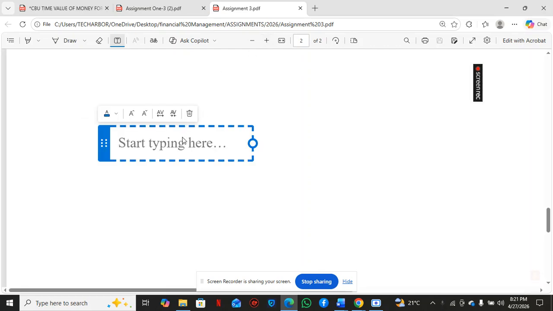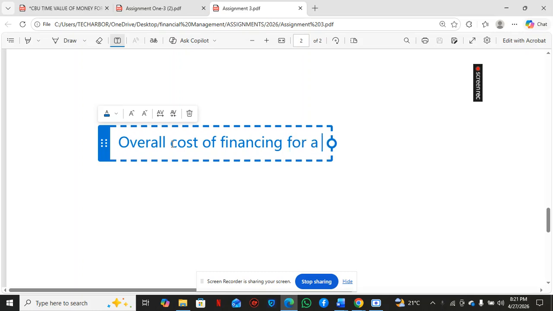Okay, so we're talking about the weighted average cost of capital. The simple definition of the weighted average cost of capital is it's the overall cost of financing for a company.